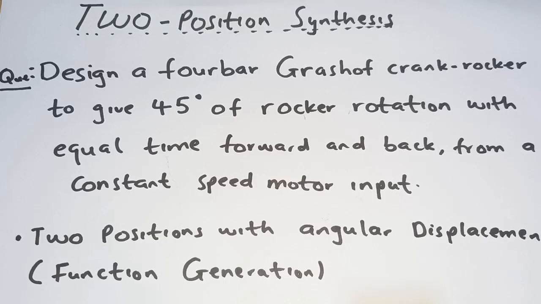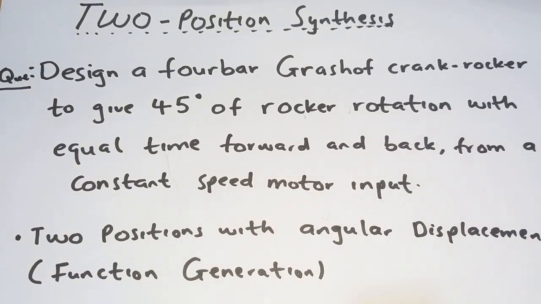Design a 4-bar Grashof crank rocker to give 45 degrees of rocker rotation with equal time forward and back from a constant speed motor input. So let's start off with drawing and solving this example.